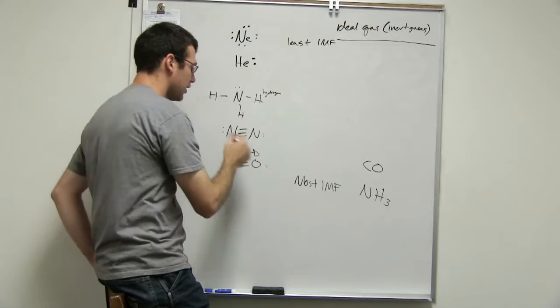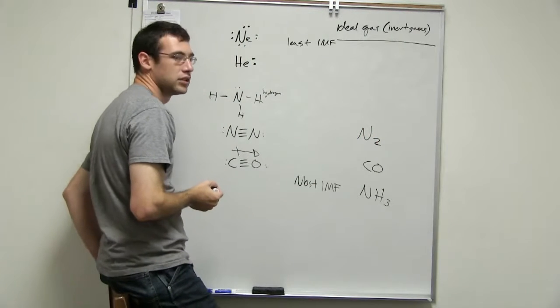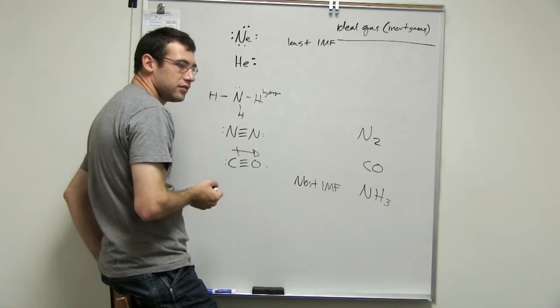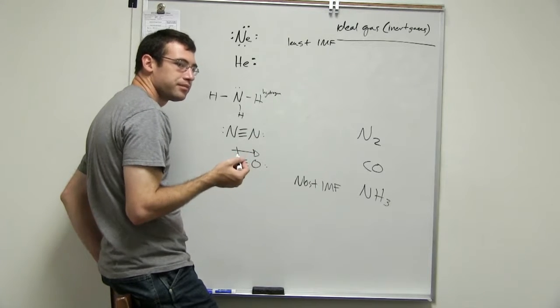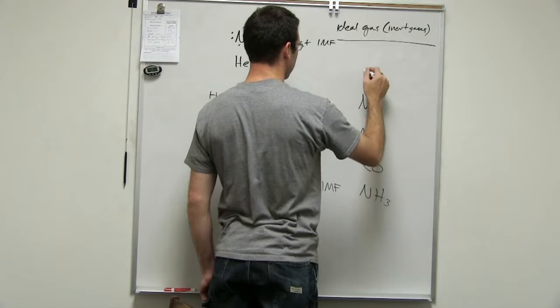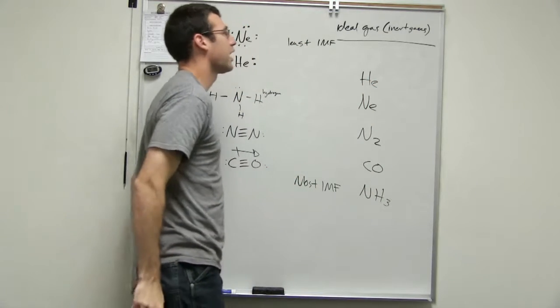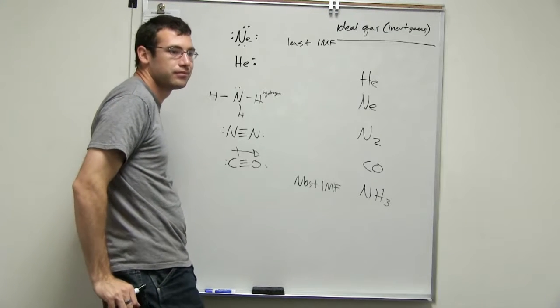The nitrogen gas, because it has 10 electrons. With more electrons, the more likely that they're going to shift. Then we're going to have neon, and then helium. Helium's going to be the most ideal gas.